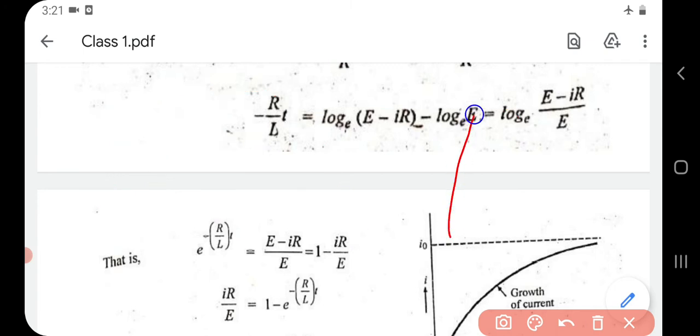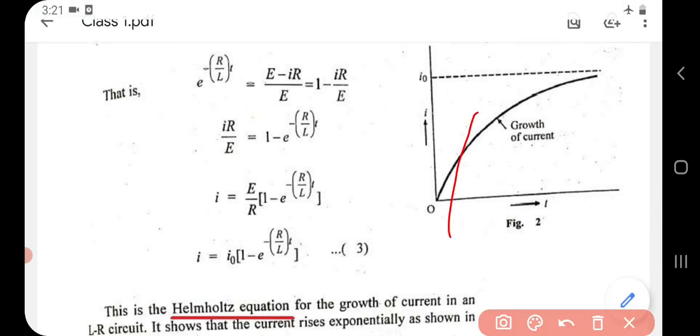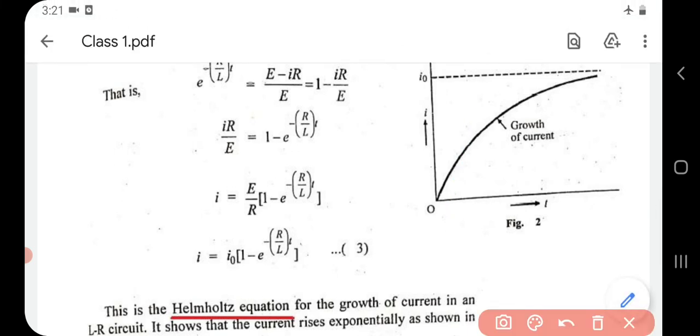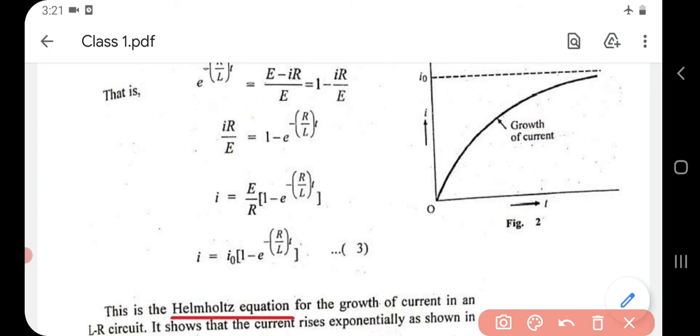Now from here, what will be iR by E? It will be 1 minus e raised to minus R by L t. And what will be i from this equation? Just take R to this side, so it will become E by R. The other thing is kept as such. So this equation reduces to i equal to E by R, replaced by the term i0, times this term. This is the final expression for the growth of current in an LR circuit.